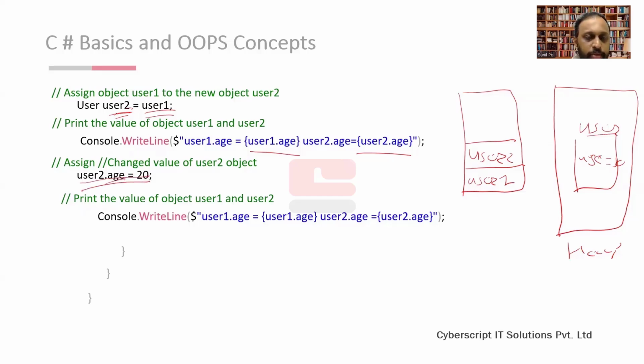Here user1 and user2 are separate variable names, but both are pointing to the same memory location. So this is 101: user2 is pointing to 101, and user1 is also pointing to 101. The same copy is shared between both variables. So even if you modify the age variable from the user2 object, the user1 object also gets modified. After printing user1.age and user2.age, the value would be the same for both objects, that is nothing but 20.